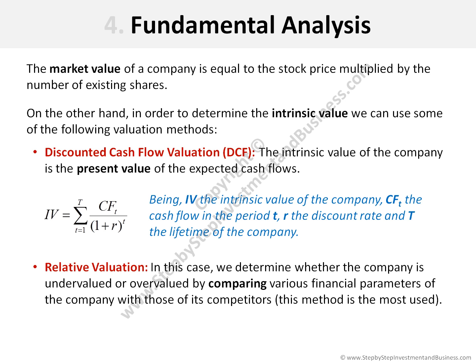Here's the equation used to obtain the intrinsic value of the company. In this formula, IV is the intrinsic value of the company. CF of T is the cash flow in the period T. R is the discount rate, and T is the lifetime of the company.